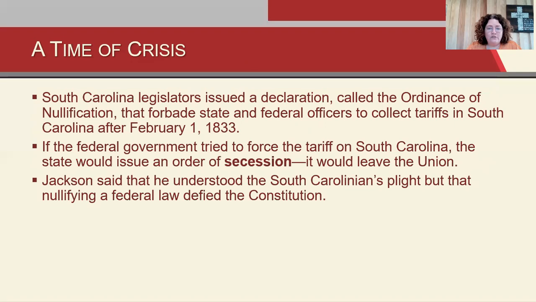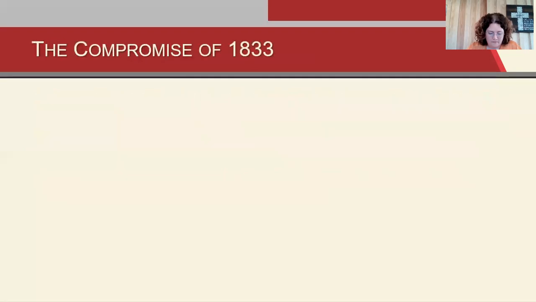Jackson said that he understood the South Carolinians' plot, but that nullifying a federal law defied the Constitution. He sent a warship and a revenue cutter, which is a federal boat that collected tariffs at ports, to Charleston. He said he would personally take the field if the crisis came to an armed clash, and he threatened to hang John C. Calhoun. The Constitution did not forbid secession, he told South Carolinians, but he told them that their state could not leave the Union.